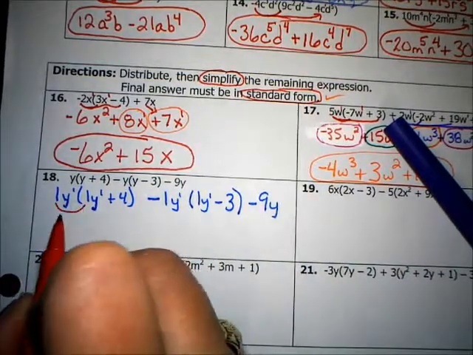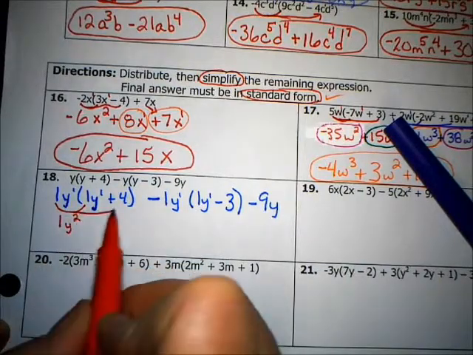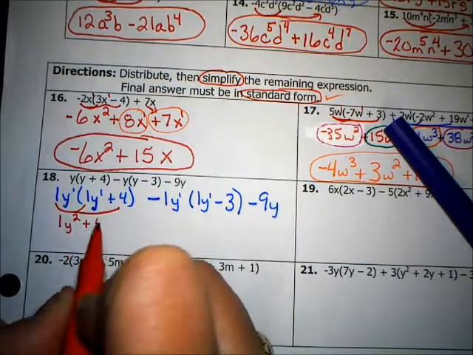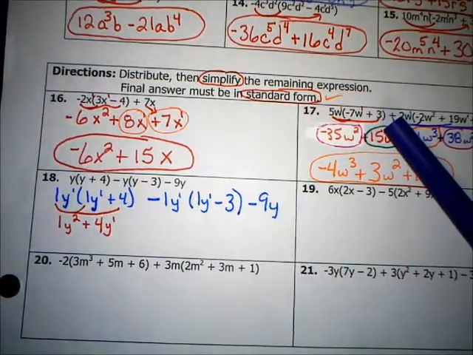1 times 1 is still 1. y^1 and y^1 is now y^2. Let's go to the next term. 1 times 4 is 4, and I carry the y from the outside into my constant.